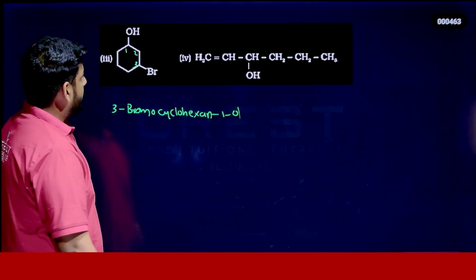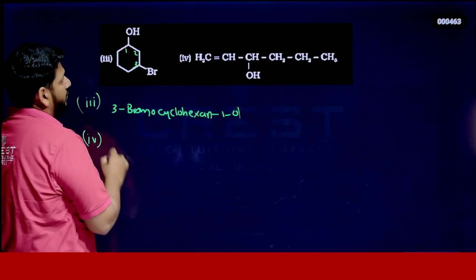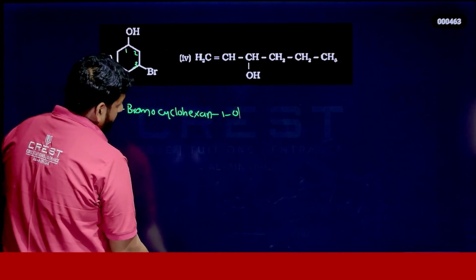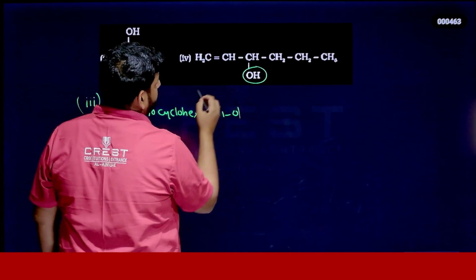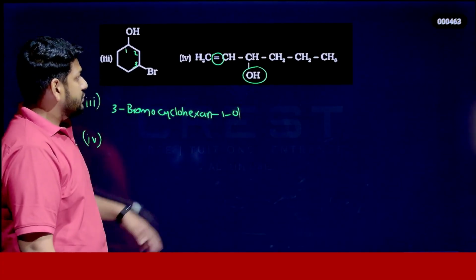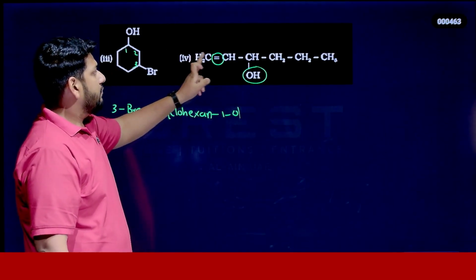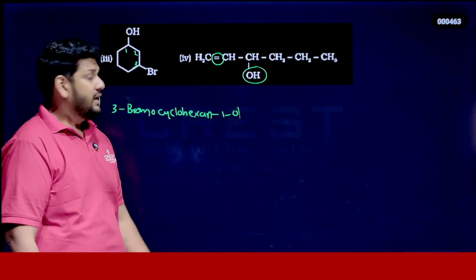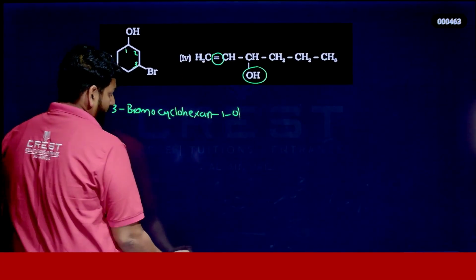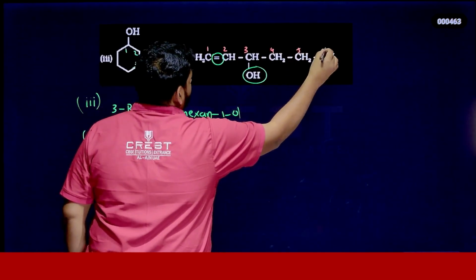Ready? And what about the fourth one? What is the name of the fourth one? Look here. What are the functional groups? Here we have an OH group, and the carbon-carbon double bond is also there. If you start from here, 1, 2, 3, you get the OH group at the fourth position. But if you start from the other side, you get the OH group at the third position, and also a lesser number for the double bond. So we can start from here.